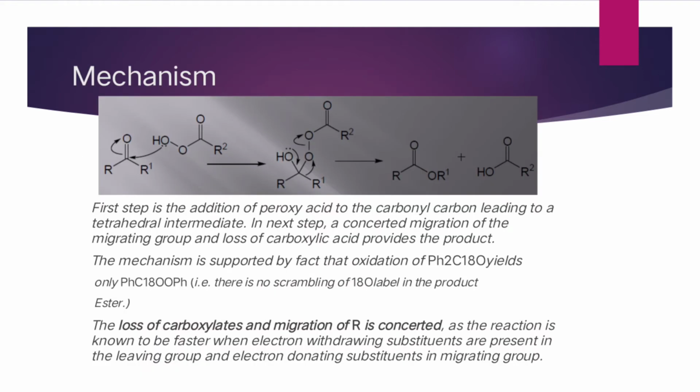Mechanism. The first step is the addition of peroxyacid to the carbonyl carbon, leading to the tetrahedral intermediate. In the next step, a concerted migration of the migrating group and loss of carboxylic acid provides the product.